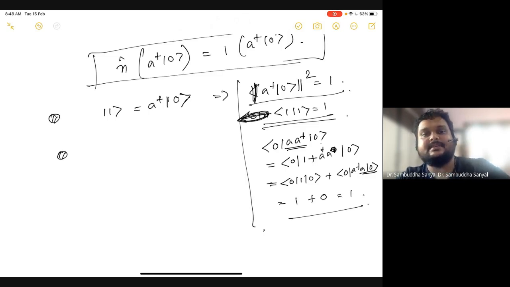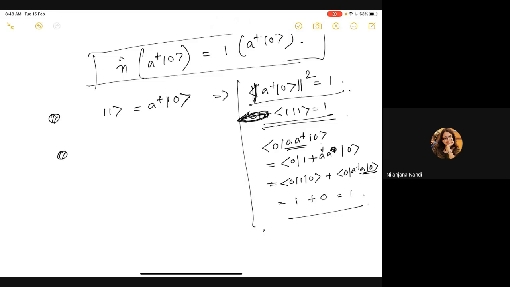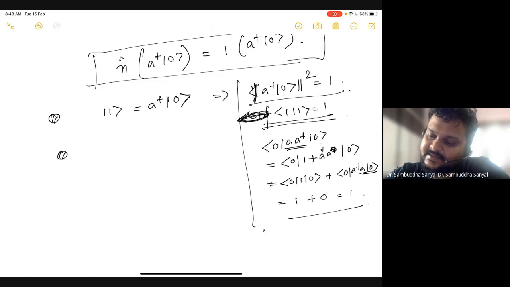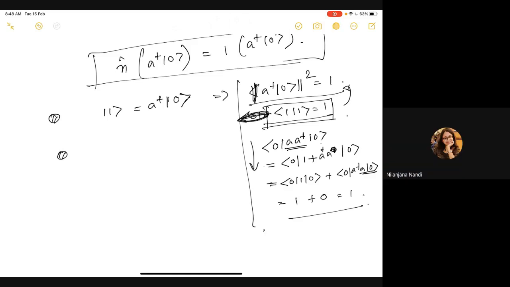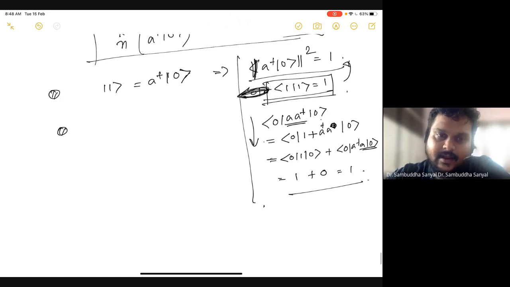Somebody is asking: how did you write that a dagger acting on zero, that mod square is equal to one? Do we have this information a priori? No, I'm just writing this and showing that this means this, and how it is happening. So now I will always demand this, and in order to demand that, I have to do something, because I'm just demanding all the states are normalized. So that is what I'll do.